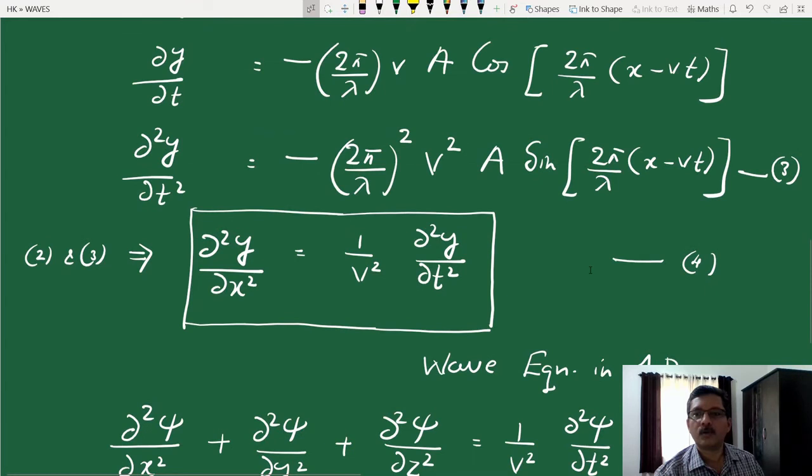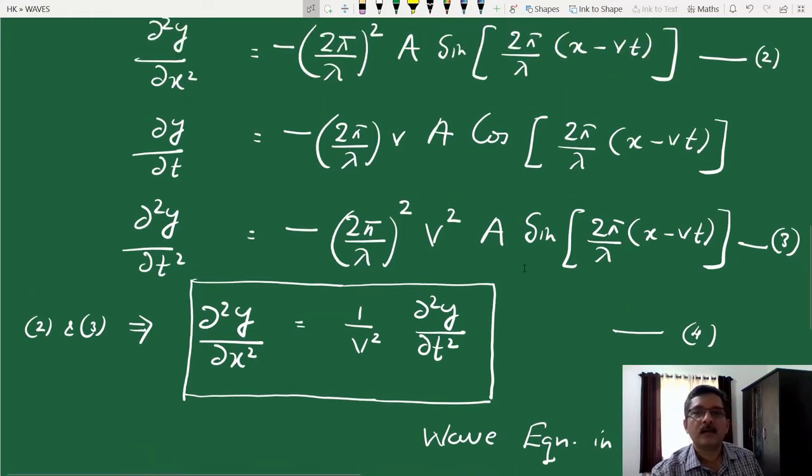So let's come back to our one-dimensional wave equation. This is the one-dimensional wave equation: ∂²y/∂x² equals 1/v² ∂²y/∂t². y is the wave function, x is the position and t is the time. v is the wave velocity or phase velocity. Let's try to understand what is the nature of this equation.